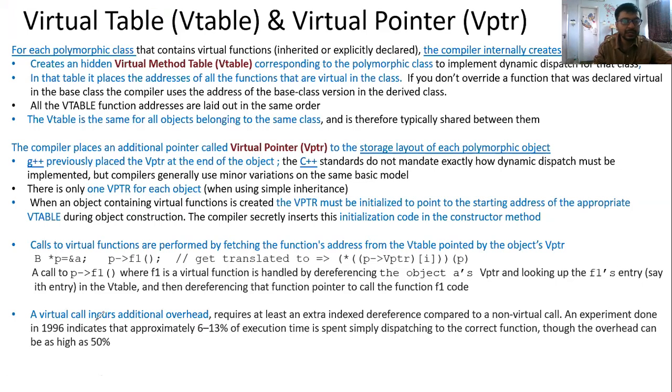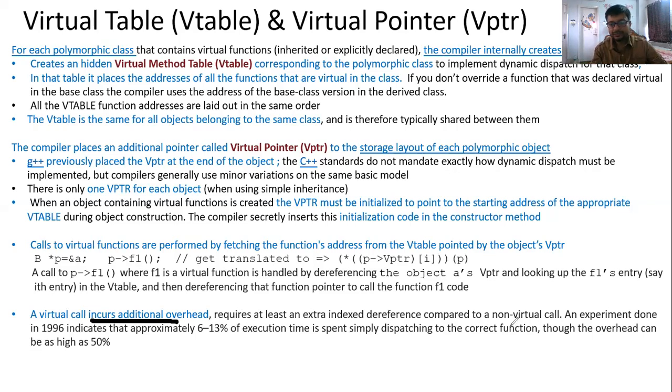And finally, the virtual call incurs additional overhead, and that is indeed true, because if you have a virtual function call, it gets translated to this. There will be two or three dereferencing operations, so it will take some more time. A simple experiment done in 96 indicates that it can be at most about 50% overhead at some point. So if we need a virtual function, definitely it is fine. Otherwise there is no point in adding additional overhead to the code that we execute.